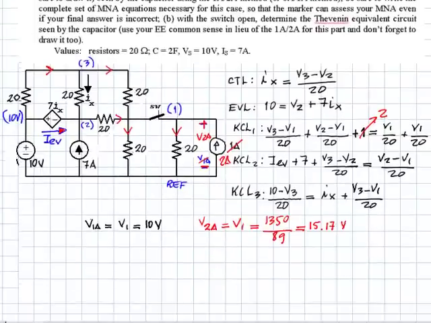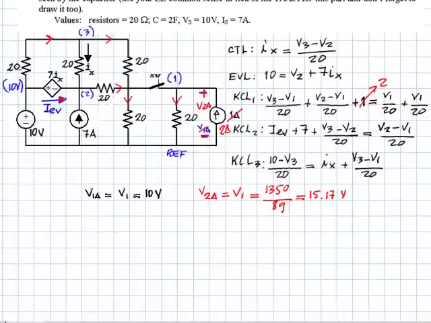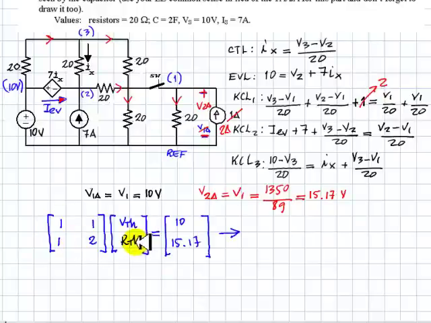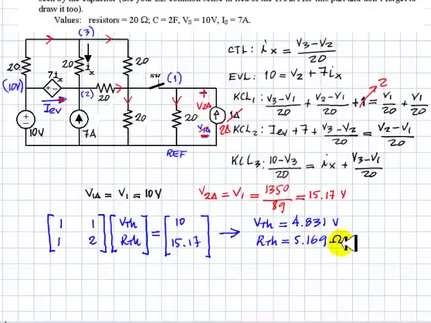And you know what to do now. You just solve the system of equations 11 and 12, with V1a and V2a over here, and the solutions are V Thevenin 4.83 volts and R Thevenin 5.17 ohms. But part of your answer is drawing that equivalent circuit, and that is what I'm going to do.